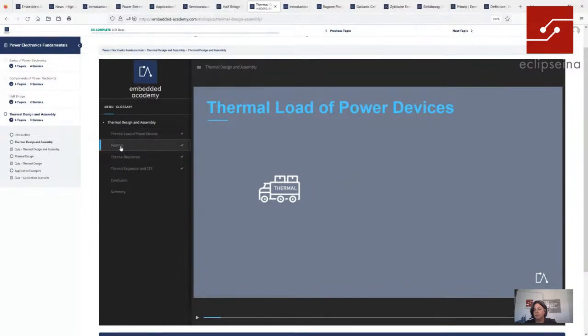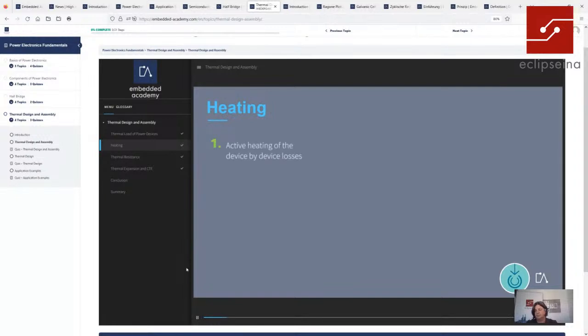In this chapter, we first have to consider where heating actually takes place. First, we have an active heating of the device by the device losses. Hence, we have to consider the losses of the components themselves. But we also have the heating of the component by the cooling medium. This means there's actually a passive heating of the component. Taking both of these heating aspects into account leads us to a maximum temperature of the component.